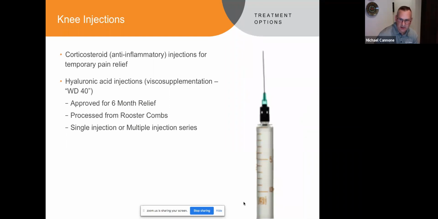Injections, I started to talk about a little bit. Corticosteroid injections are the mainstay of initial treatment for arthritic pain. It gives you temporary relief. It's not a cure.